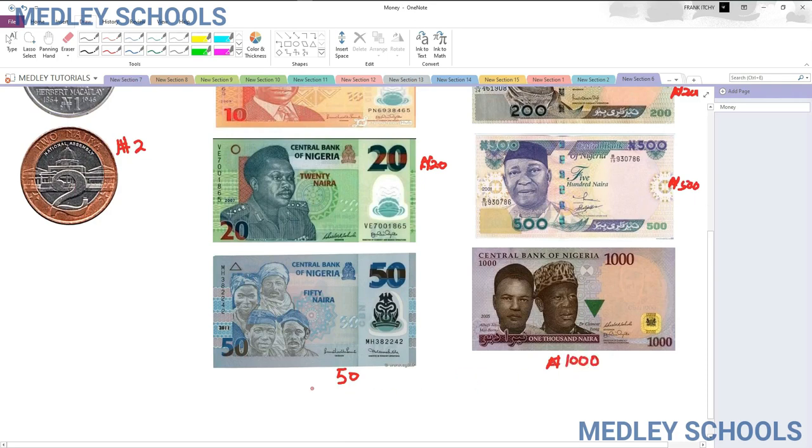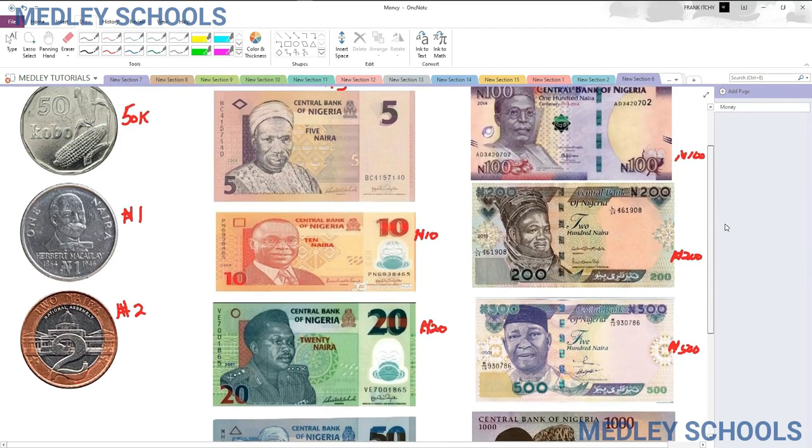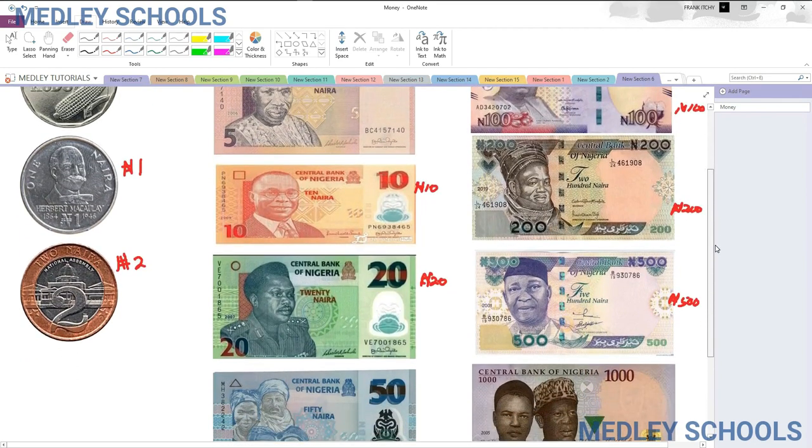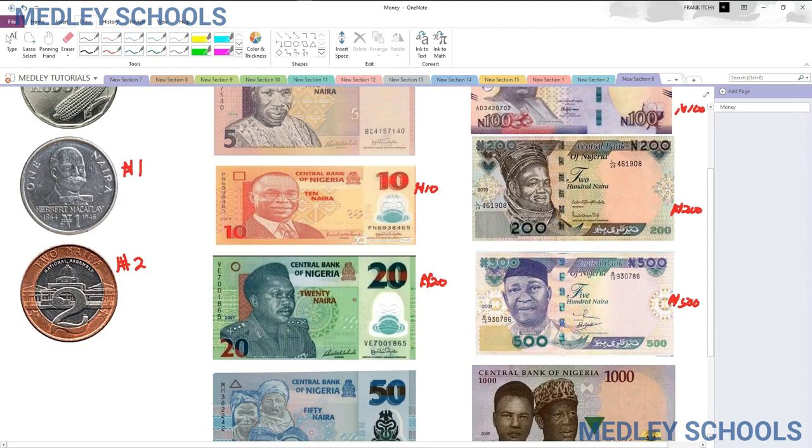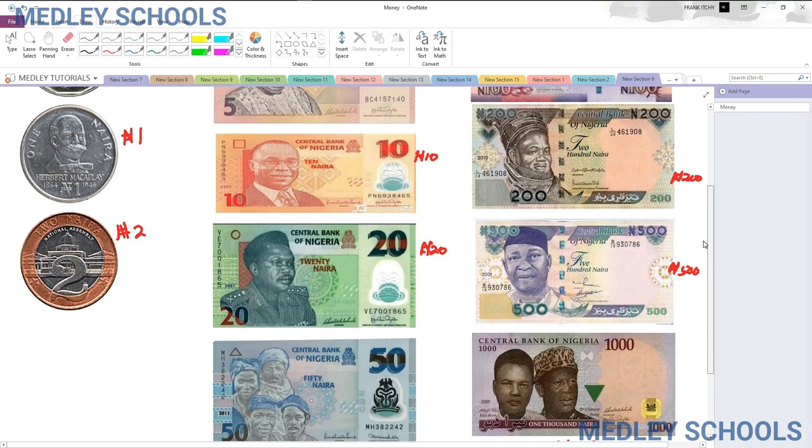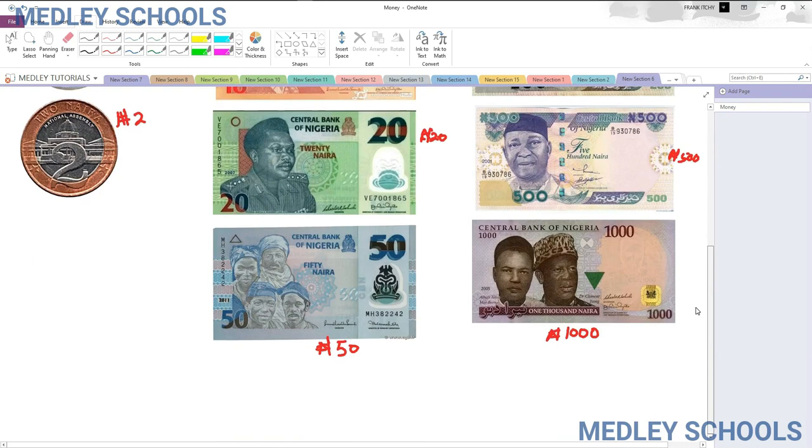Now, you can use this money to buy. It's used for buying and selling. And when you pay, you can be given change. For example, you want to buy a pencil of 10 naira and you are holding 20 naira. What you need to do is to give the 20 naira to the seller, and the seller will give you a change of 10 naira. Likewise, if you want to buy something of 200 naira and you paid the person 500 naira, the person will have to give you the combination of a 200 naira and a 100 naira, which will give you 300. So money is used for buying and selling.